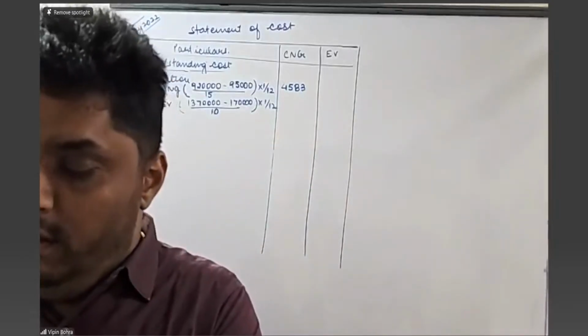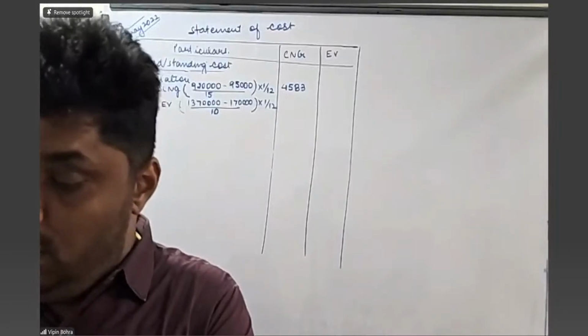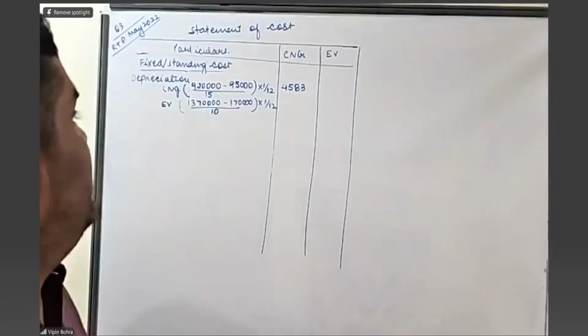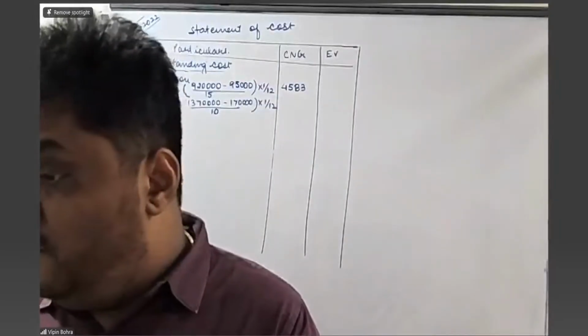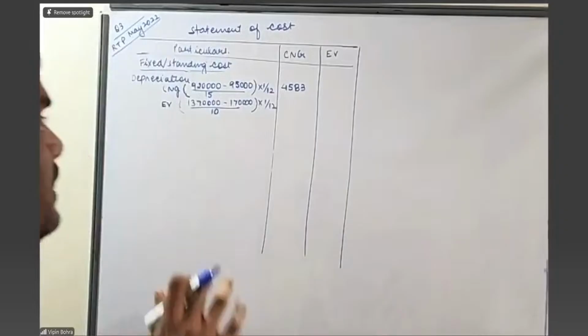Similarly, 13,70,000 minus, 13,50,000 sorry, 15,20,000 minus 170. So 13,50,000.